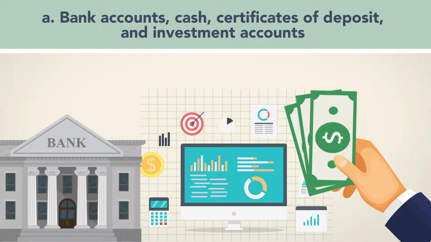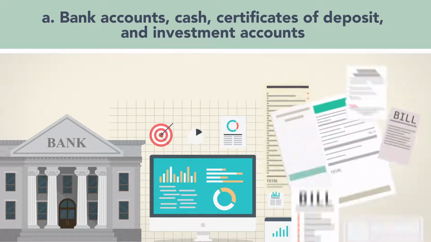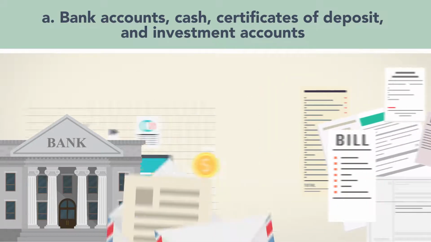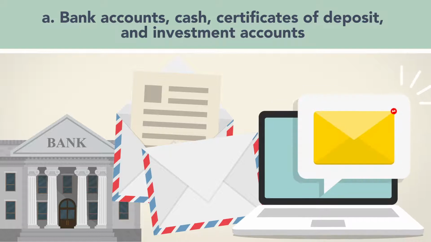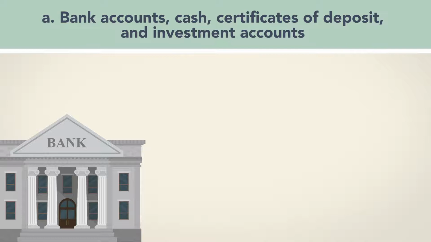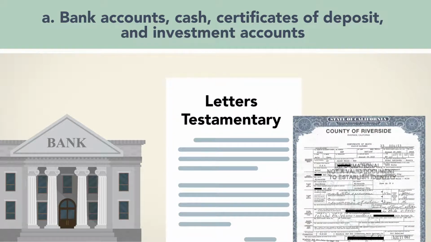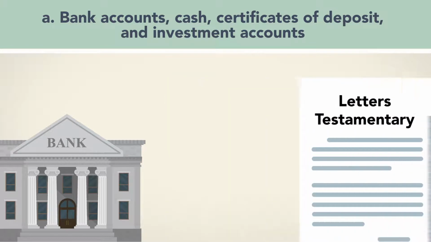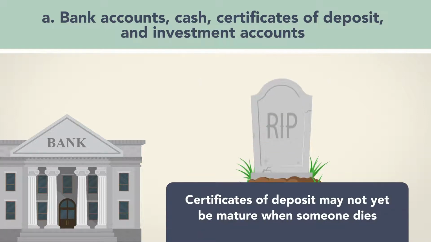Most people have bank or other investment accounts which they use to pay bills and save money. Bank statements may come through the mail or be delivered digitally. Executors should contact the local branches of any banks or other financial institutions they know or suspect hold assets of the deceased person. The institution will require, at a minimum, proof of death and a copy of the executor's letter of office.